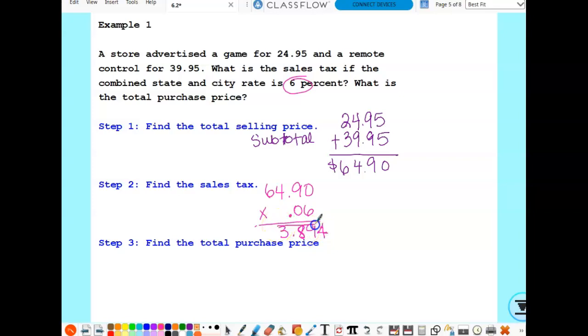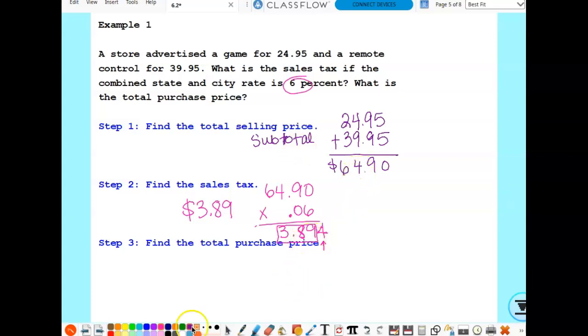Remember, we only want to the nearest penny, so we have to look at this last digit to decide whether or not we need to round. Since this is not 5 or above, we can keep this. So the tax amount is $3.89.